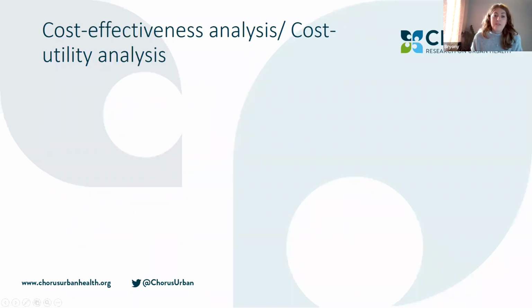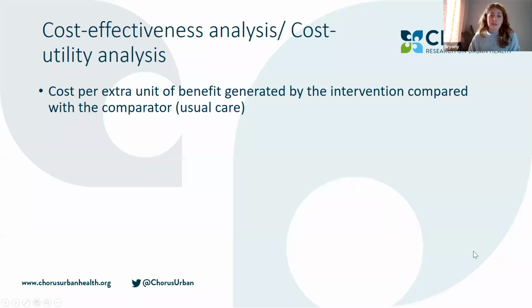So the next option for an economic evaluation is to undertake a cost effectiveness or cost utility analysis. In fact, these two are the same type of analysis, and cost utility analysis is actually just a specific type of cost effectiveness analysis. In cost effectiveness and cost utility analysis, we aim to measure the cost per extra unit of benefit generated by the intervention compared with the comparator, which most of the time is usual care or standard practice. And in both cases, the benefits are measured in health-related units.